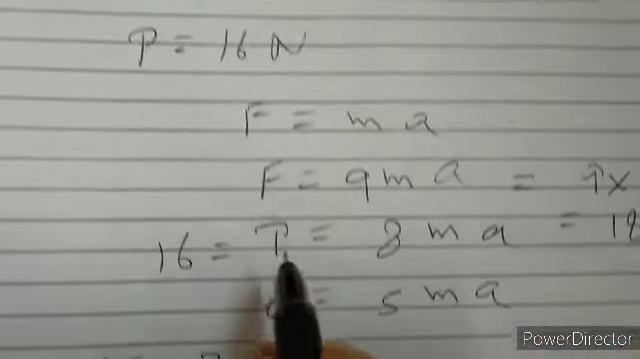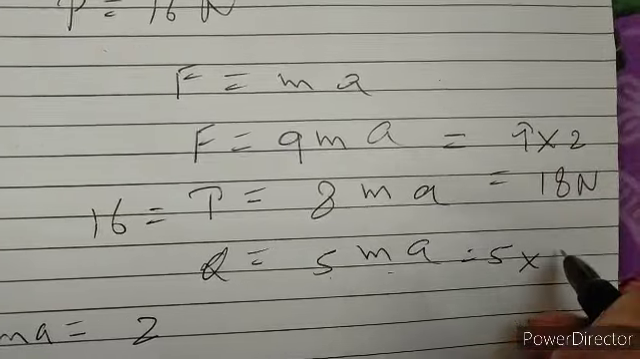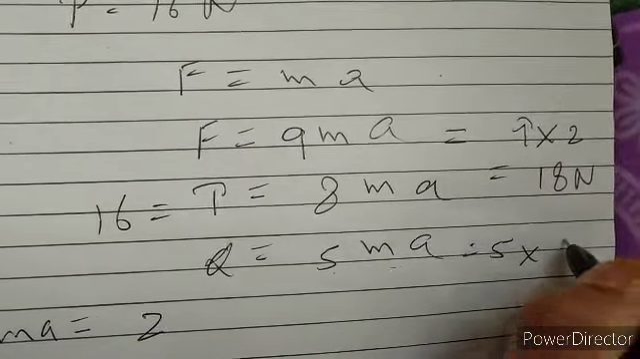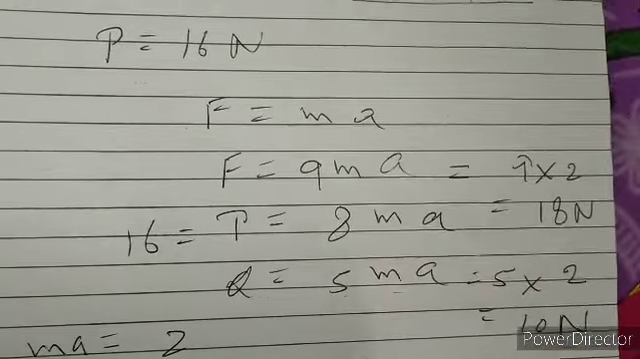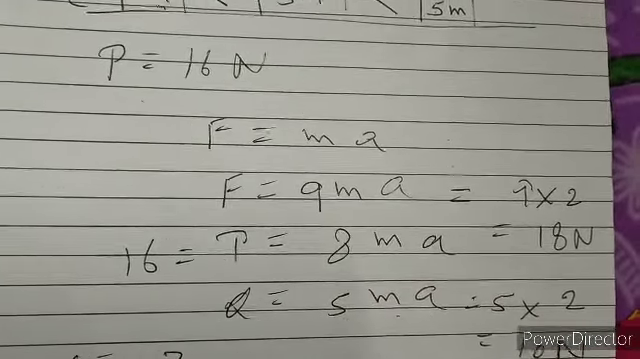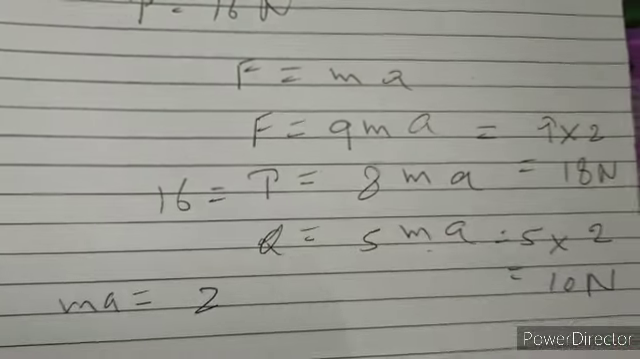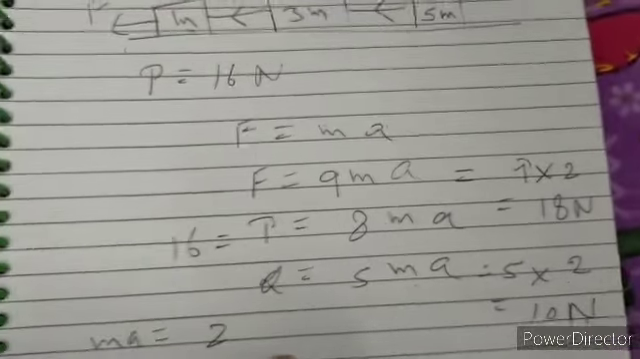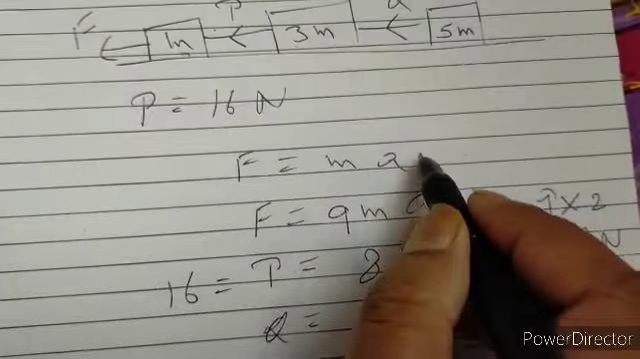And Q is equal to 5 Ma. 5 into Ma, Ma is 2. Then this is 10 Newton. And F is 18 Newton and P is given 16 Newton. In this way we have found all these forces. Now we have to find the acceleration. So we can find the acceleration from anywhere.